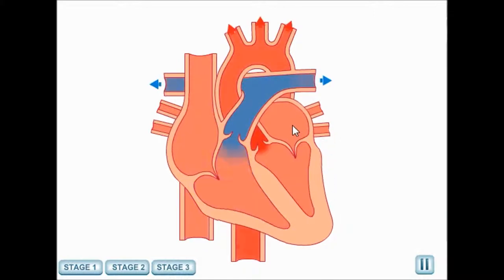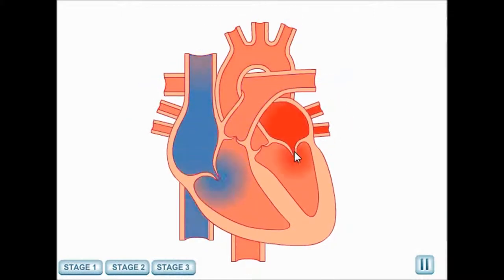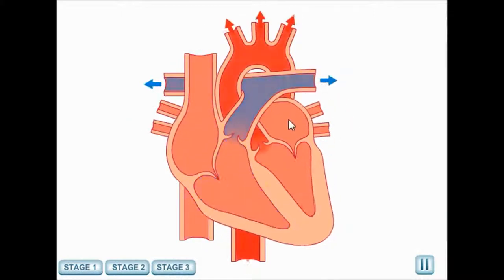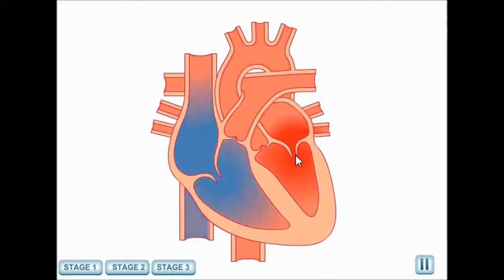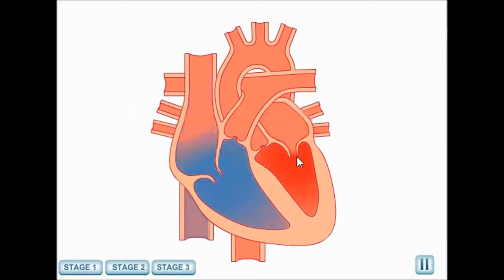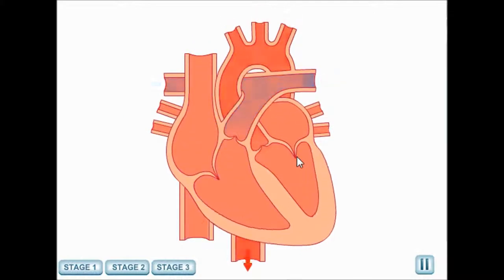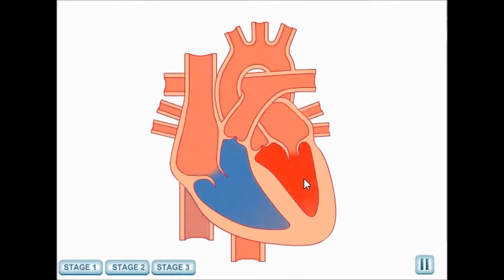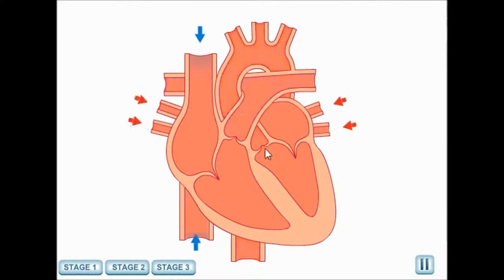Firstly, we have these valves. Now, the job of these valves is to stop the blood going back the way it just came. It's possible, in certain cases, for these valves to fold backwards like an umbrella in a strong wind, but most of the time they should work properly and they should stop the blood going back through the system. So you've got these two here and then you've got these two valves here which stop the blood going back.